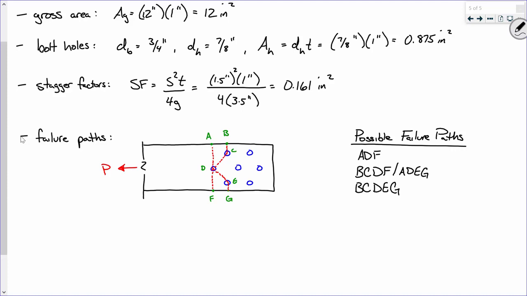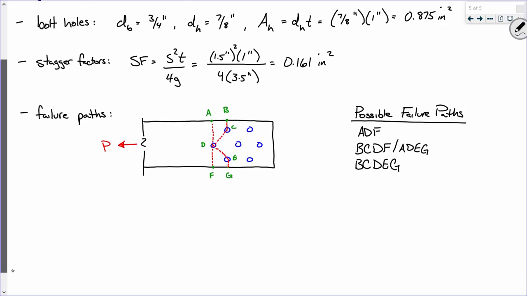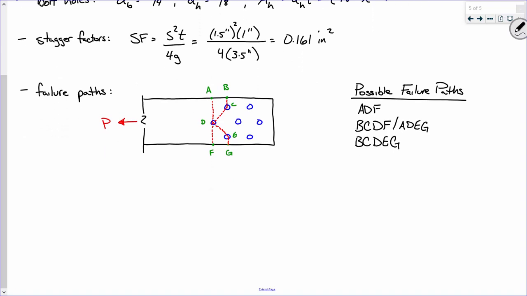Okay. Now, let's also be clear on a couple things before we start doing our calculations. Remind me, okay, gross area was what? Making sure y'all referencing everything. 12 square inches. The area of a hole was what? 7/8 or 0.875. And what was a stagger factor? 1/6 1. All right, sound good?